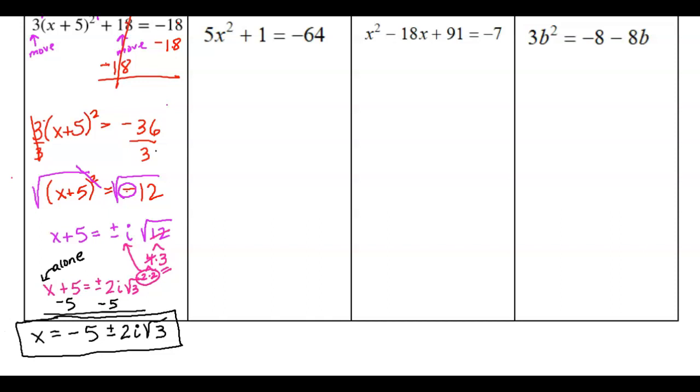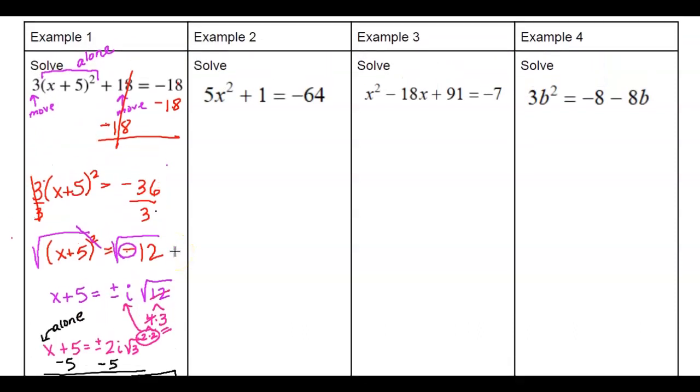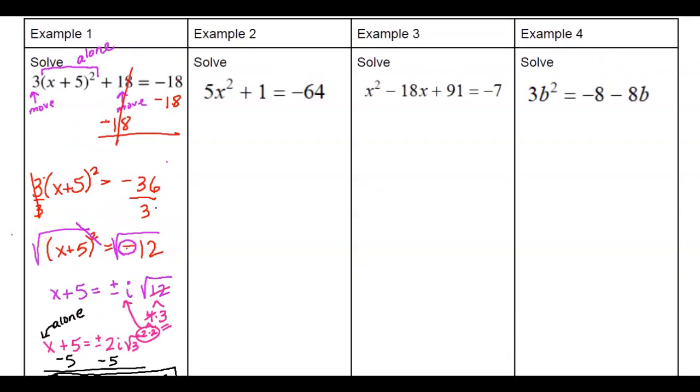Okay. All right, let's try a different strategy. Let's look at example number 2. So on this problem, what you notice is we have an x squared term, but I don't have x to the first anywhere. So since I don't have both powers of x, we still want to use that strategy to get x squared alone. We just don't have a parenthesis this time. So we need to move the 5 and move the 1. We always do adding and subtracting first, so we're going to subtract 1.